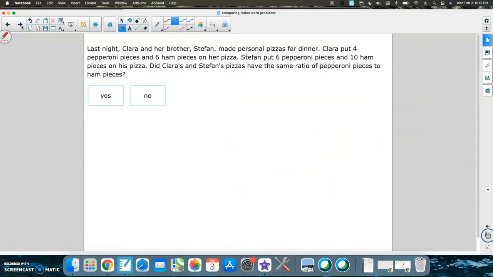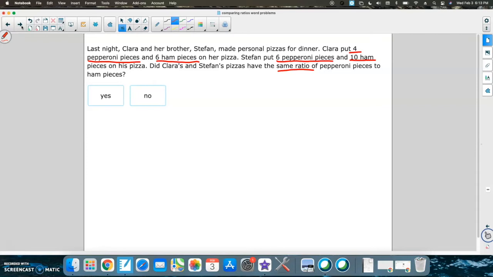I will have you try this one. Last night, Clara and her brother Stefan made personal pizzas for dinner. Clara put 4 pepperoni pieces and 6 ham pieces on her pizza. Ooh, I like ham, but I don't like it on my pizza. But anyway, that's just me. Now Stefan put 6 pepperoni pieces and 10 ham pieces on his pizza. Did Clara's and Stefan's pizza have the same ratio of pepperoni pieces to ham pieces? Well, you can pause it and figure it out, then push play when you have it.